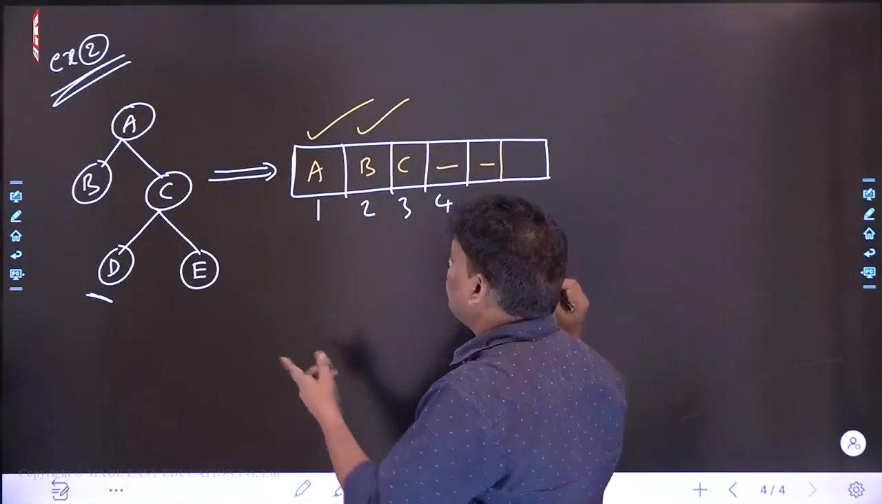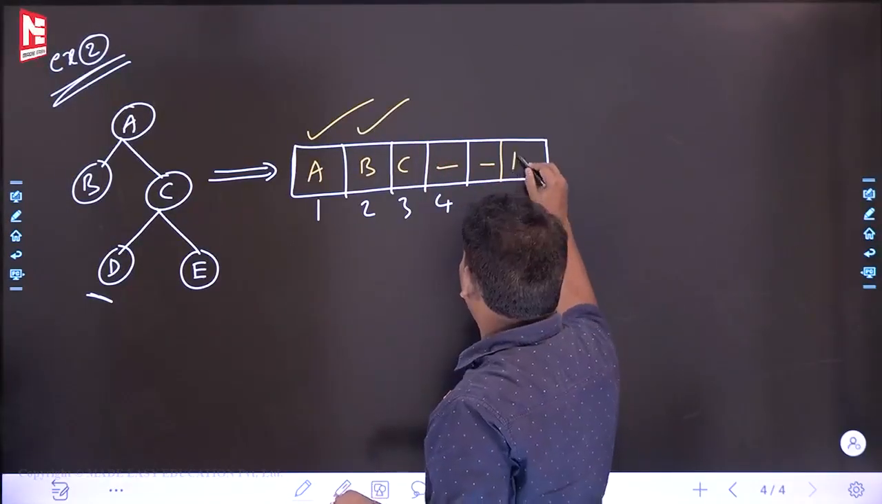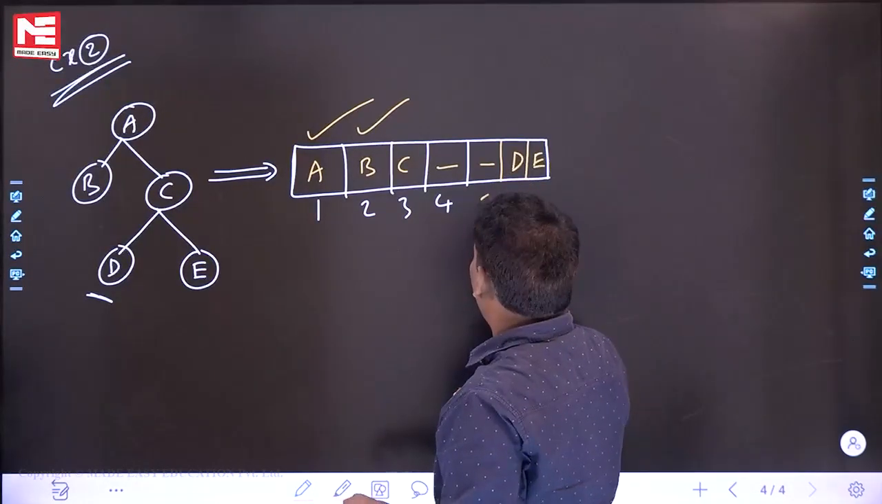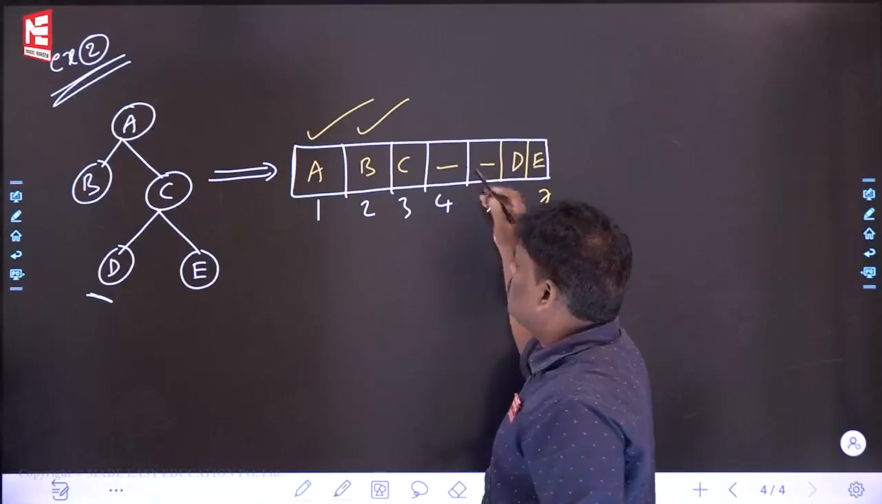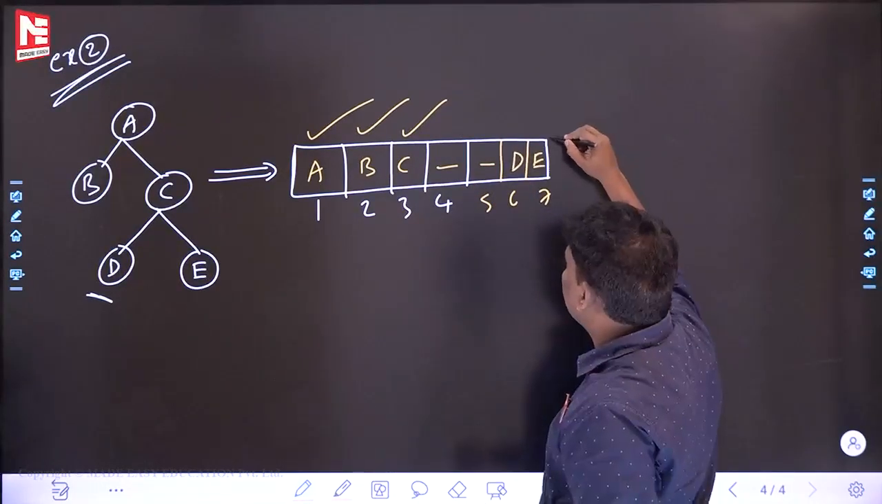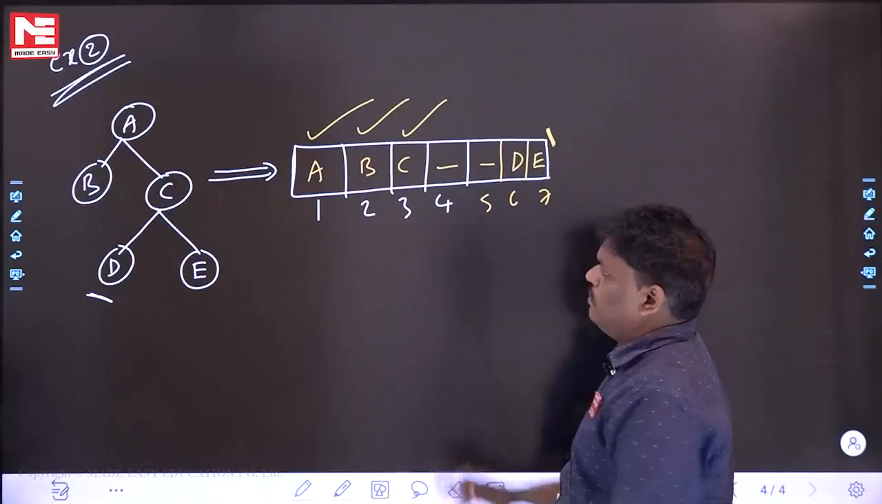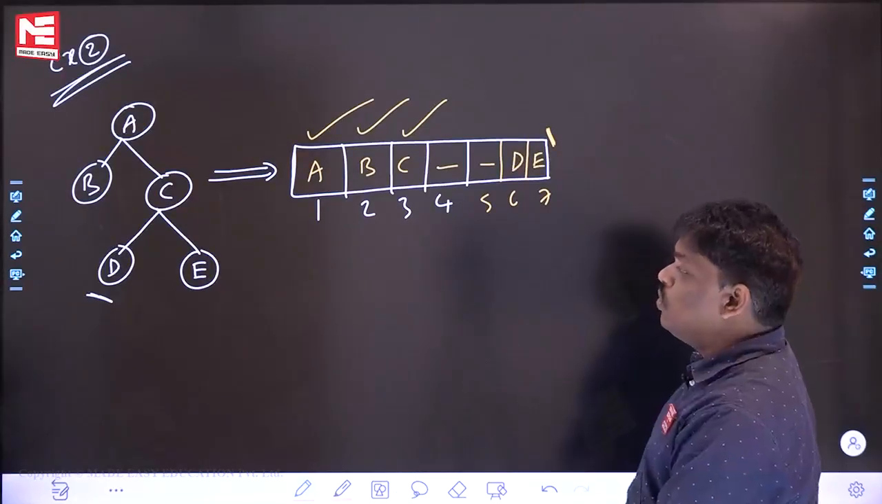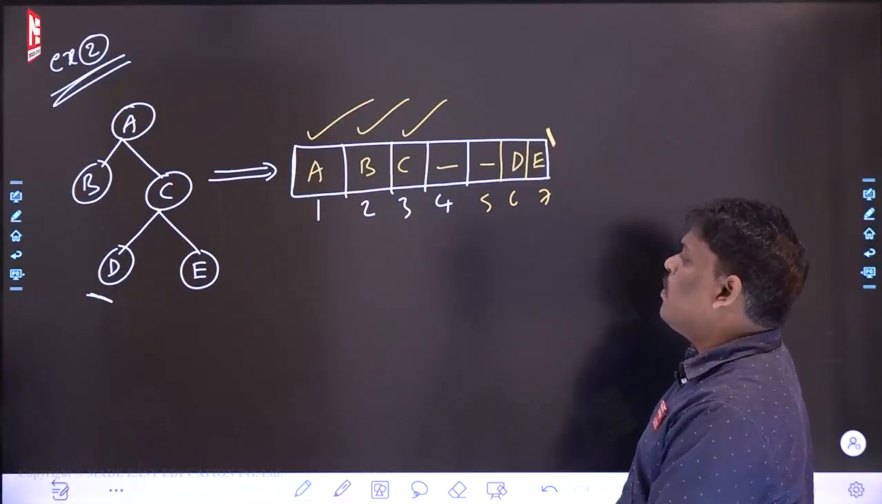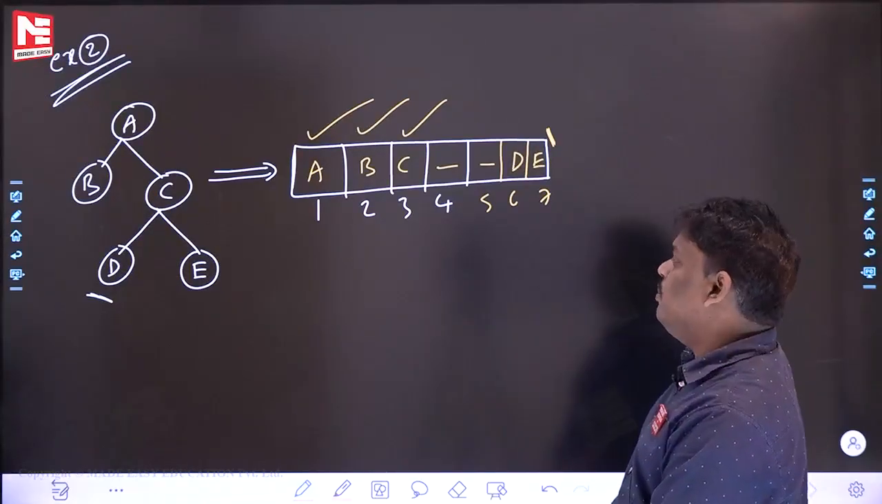Next one. C is followed by its 2 children. Who are those? D and E. Now see the positions 4, 5, 6, 7. Next, whenever you see the last element, E, stop. It is a static data structure, so you should know who is the last one. E, then stop.